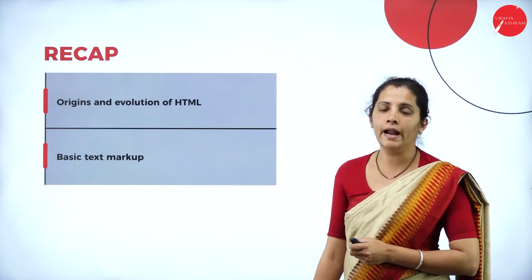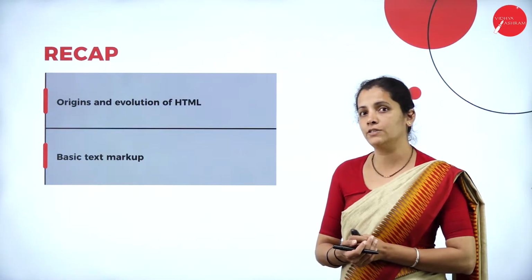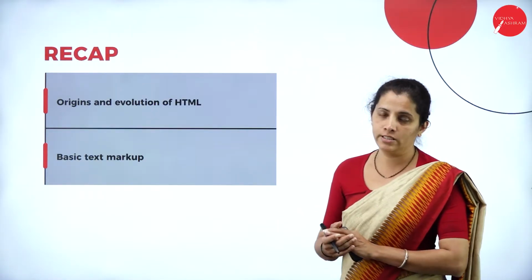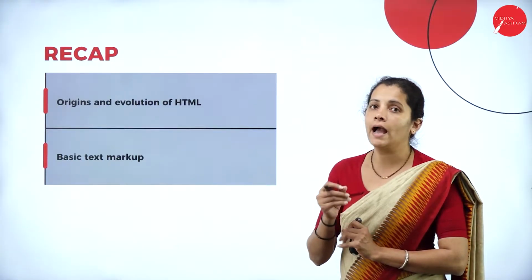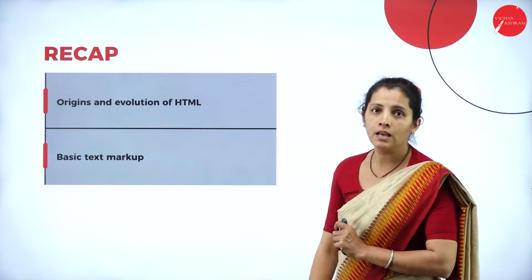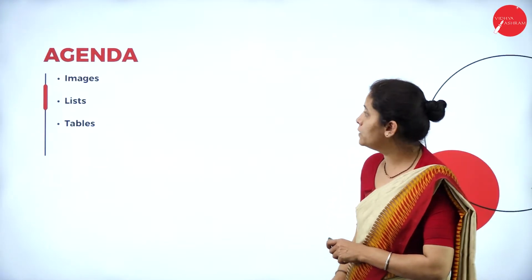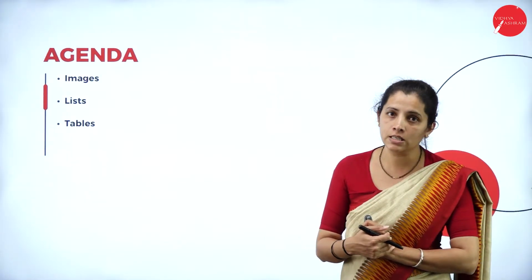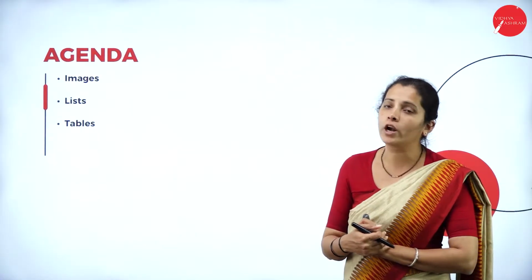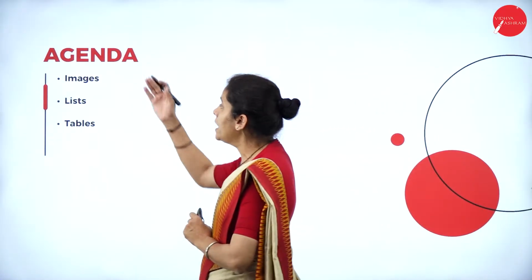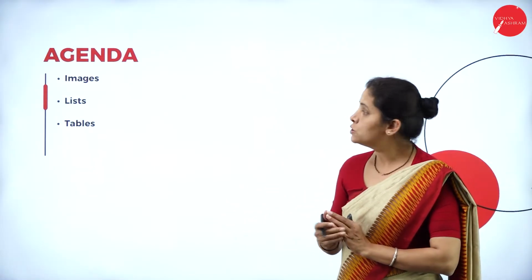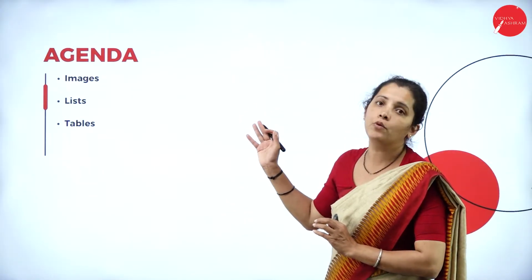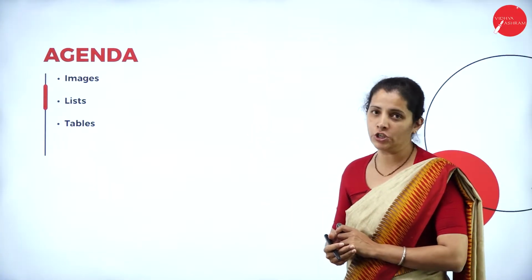That is nothing but the heading tag. The heading tag starts from H1 to H6. Then the paragraph tag. So these are certain tags I discussed in my last session. But in today's session, I'm going to discuss another very important topic: images, lists as well as tables. So these are the three topics I'm going to deal with in today's session.